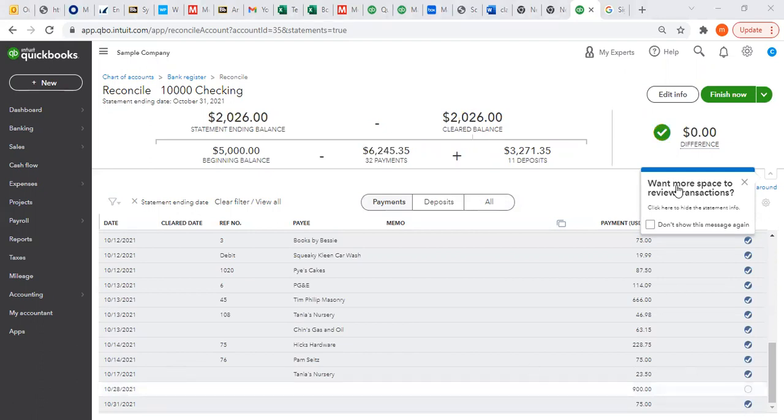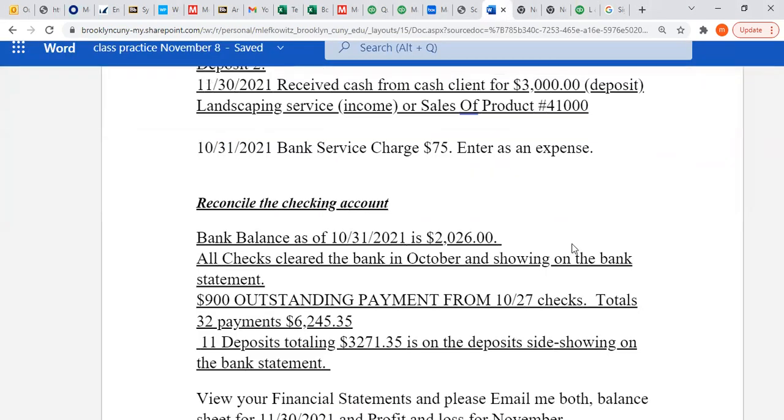Okay, so that's the information, and then you have a zero reconciliation, it agrees. Your 900 has to be unchecked. All these numbers that you see here are on my paper. 32, 71, 35, 11 deposits, 32 payments, all of it is right here, all typed up. Okay, it tells you exactly what to do. All done.